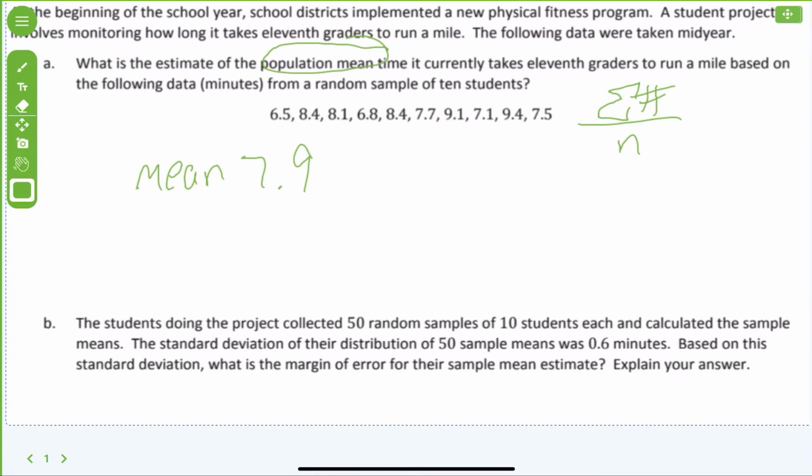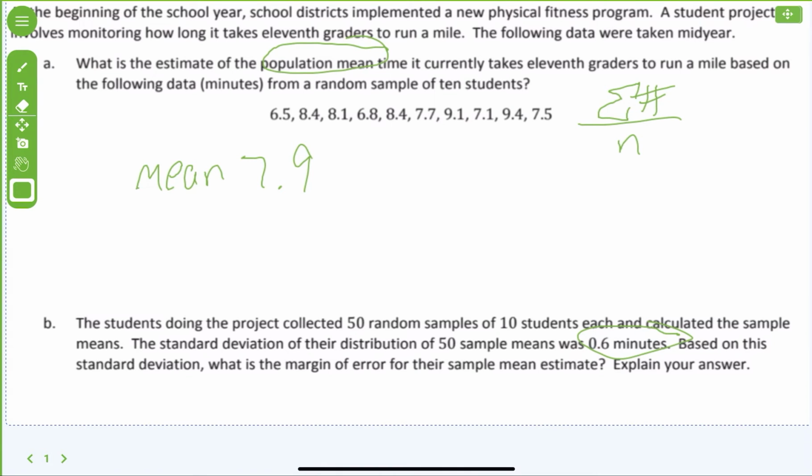Now, B says the students doing the project collected 50 random samples of 10 students each. So the same thing, they did another 10 students, found the mean, another 10, another 10, until they did it 50 times, and they calculated the sample means. The standard deviation of their distribution of 50 sample means was 0.6 of a minute. Based on this standard deviation, what is the margin of error for their sample mean estimate?